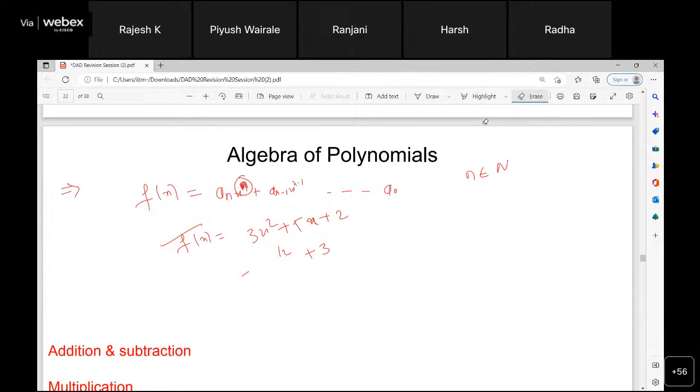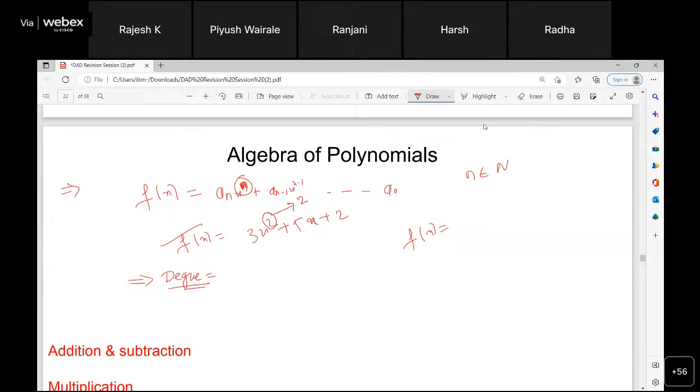So what is the degree of a polynomial? Anyone? The highest value that x is raised to. So the highest exponent of any one of the terms is the degree of this polynomial. So here in this case, the degree of this polynomial is 2, right? Basically n.